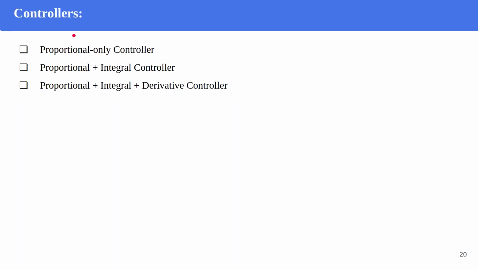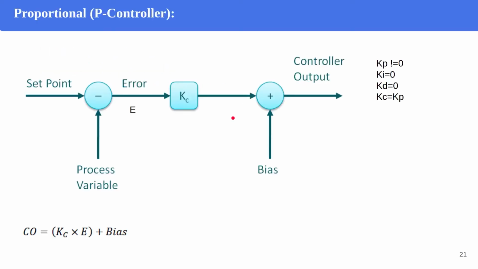Okay, here we have the controllers. We can have only a proportional controller. We can have a proportional with integral controller, and a proportional, integral, derivative controller that we call PID. Let's see each of these controllers.